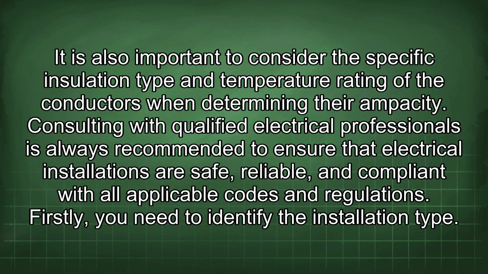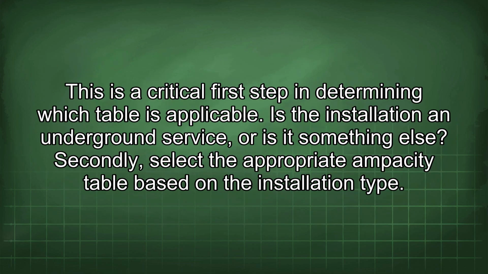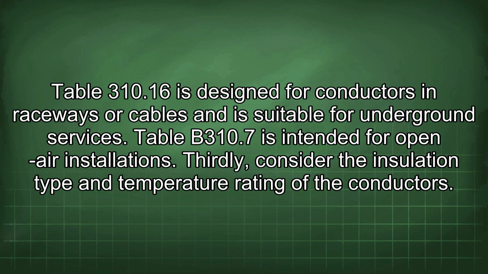Firstly, you need to identify the installation type. This is a critical first step in determining which table is applicable. Is the installation an underground service, or is it something else? Secondly, select the appropriate ampacity table based on the installation type. Table 310.16 is designed for conductors in raceways or cables and is suitable for underground services. Table B.310.7 is intended for open-air installations.